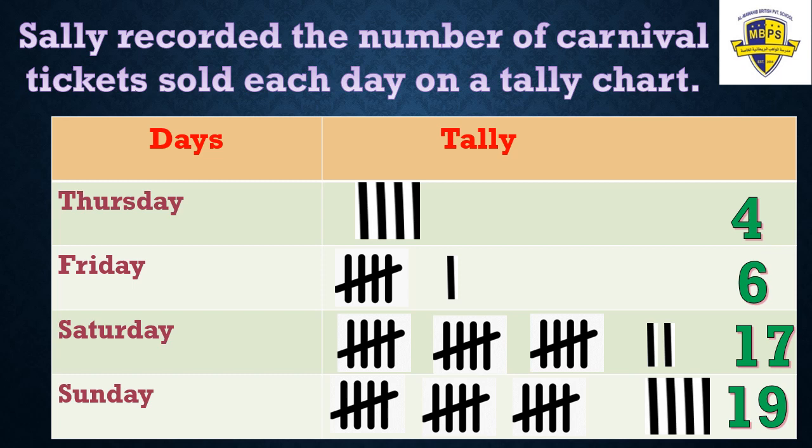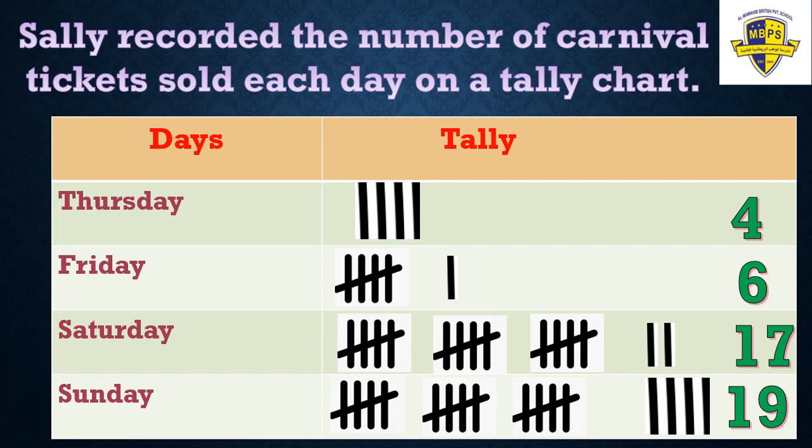Now how many tickets are sold on Thursday? Can we count the lines, the standing lines? Come on, let's start. 1, 2, 3, 4. So 4 tickets are sold on Thursday. Let's go to Friday. How many tickets are sold on Friday? Now if you remember, we said how we have to count. Now let's count the standing lines first. 1, 2, 3, 4. And if you see, there is a line that goes across the 4 lines. So we count it as 5. And then we have one more line, which is 6.